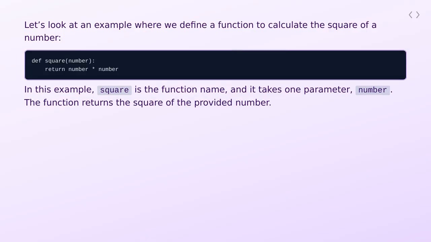Let's look at an example where we define a function to calculate the square of a number. Walk through the function definition shown in the code example. In this example, square is the function name, and it takes one parameter, number. The function returns the square of the provided number.